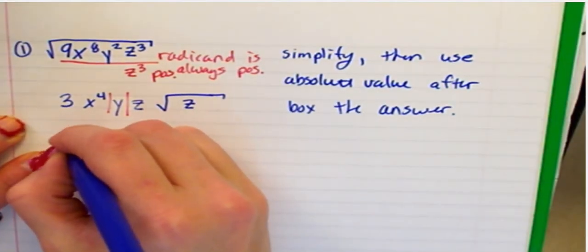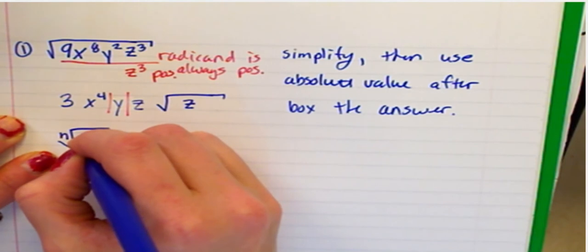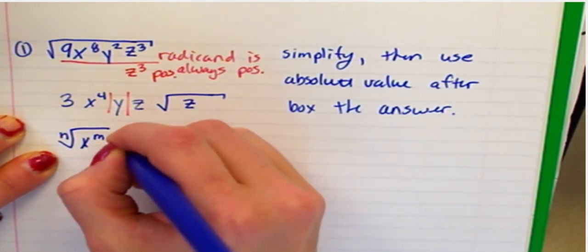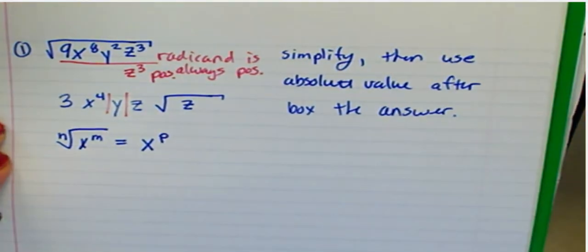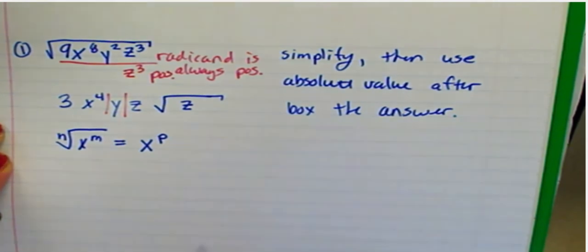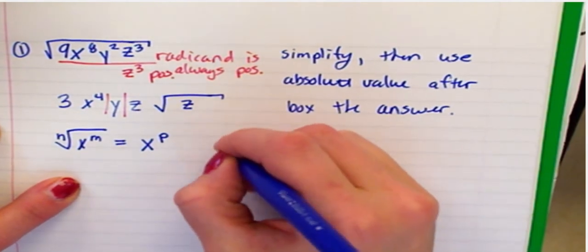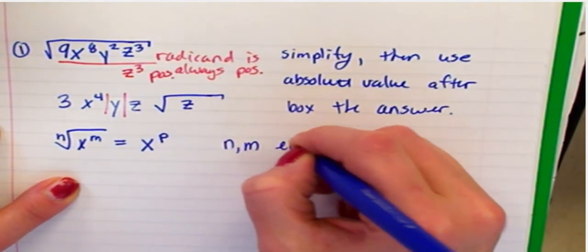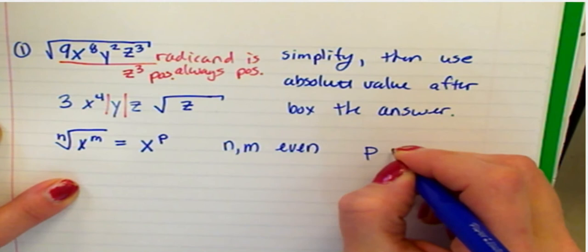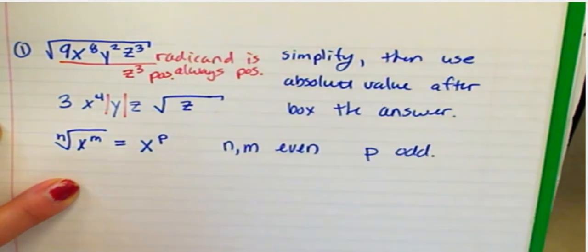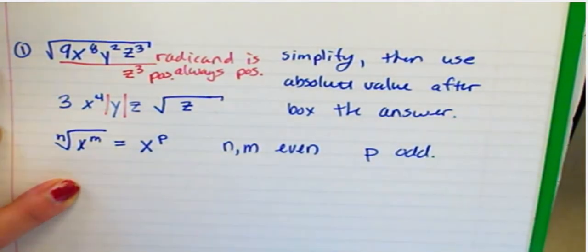And we're going to write it like this. N, x to the m equals x to the p. The property written in your notes is not incorrect. It just doesn't fully explain when your powers are different what you're going to do. Okay? And this says if n and m are both even, which is what we looked at, and p is odd, you're going to get the absolute value.